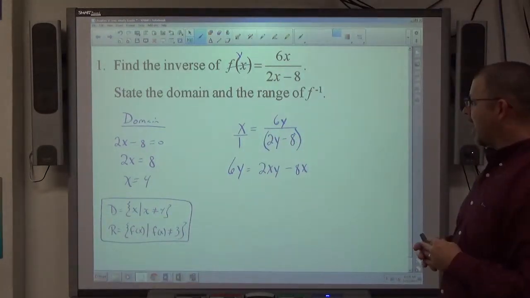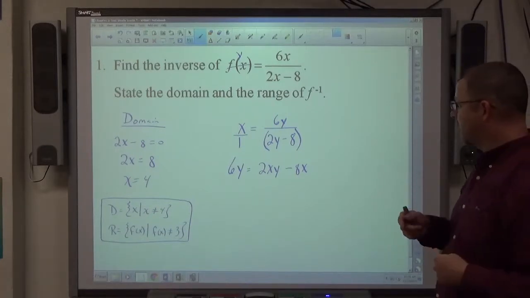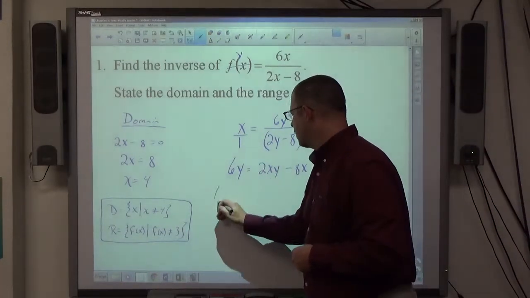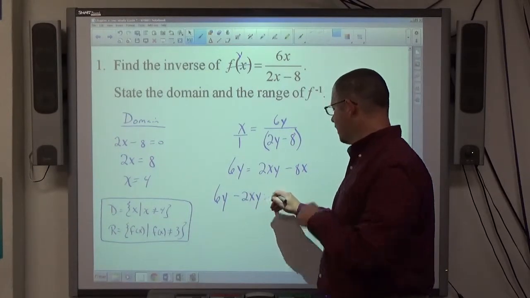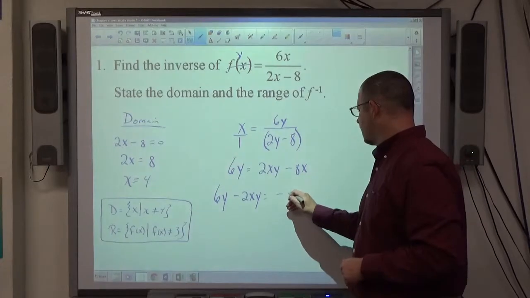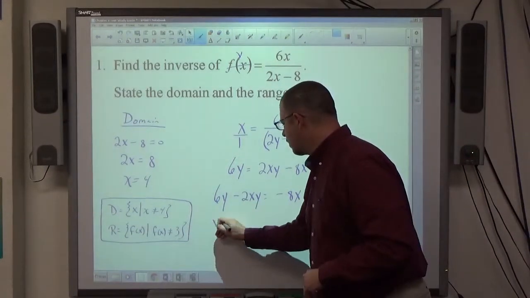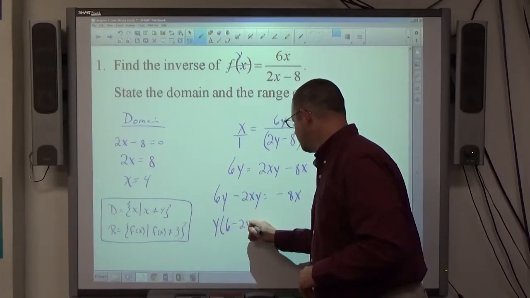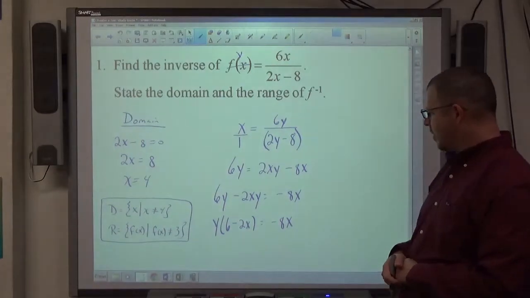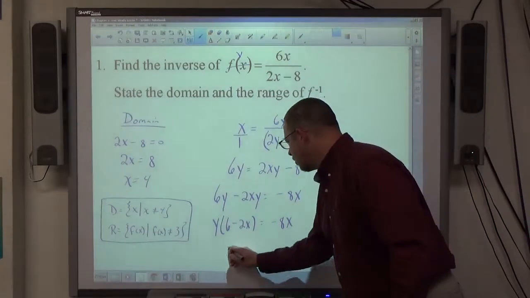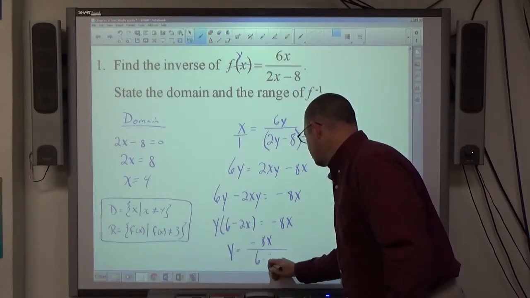At this point I want to get y equals. I can either move 2xy to the left or 6y right and 8x left. I'm just going to go 2xy to the left. So 6y stays where it's at, it stays positive. 2xy moves to the left, becomes negative. Negative 8x stays on the right, stays negative. And then if I factor out the common factor of y, I get 6 minus 2x times y equals negative 8x. So y is going to equal negative 8x on top, 6 minus 2x on the bottom.